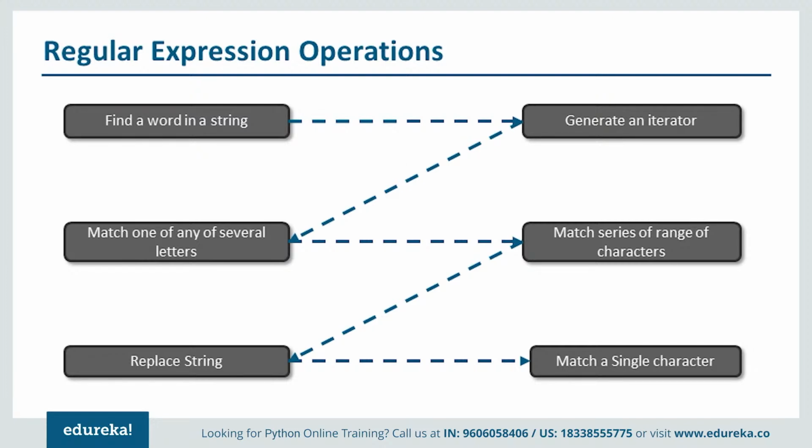Typical operations of a regular expression work this way. First, you find a word in the string: you generate an iterator which will find that particular keyword or word in the string. You can match one or many letters, search for a series of characters, one by one or on the basis of different characters. Once found, you can replace the string, and then the process goes on again and again. This is how a regular expression is used to find a string and replace it whenever required.